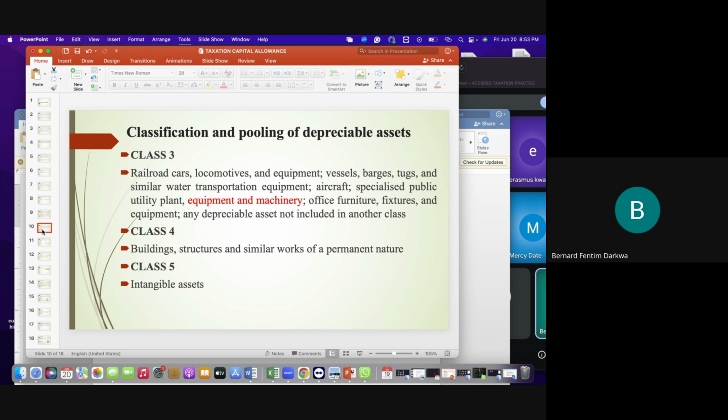Then we have class 5 assets. They are intangible assets. Class 5 is what? Intangible assets. All intangible assets belong to class 5 assets.